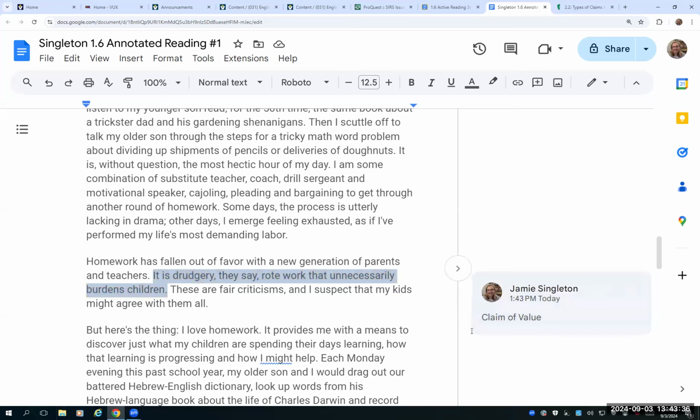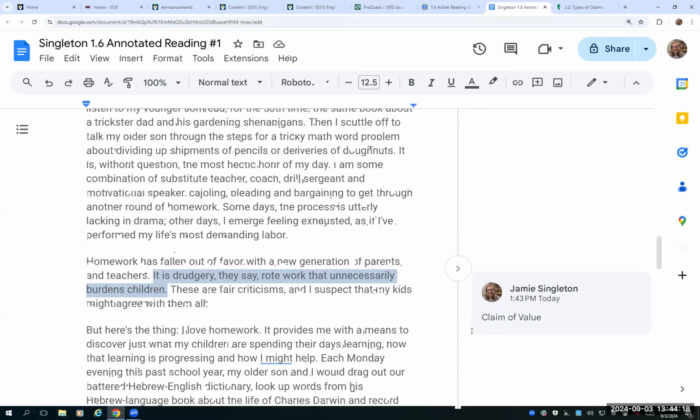So for homework, this is what I want you to do. I want you to read your article and identify as many claims as you can. You're going to put a little comment out to the side, whether it's a claim of value, a claim of fact, or a claim of policy. I'm not looking for perfection. I'm not looking for a certain number of claims. Some articles may have 20 claims, some may have 3. There's not a right or wrong number. This is just some practice for you to see if you can identify those.